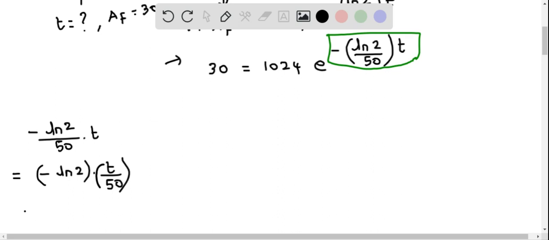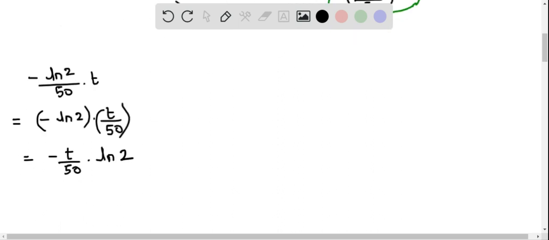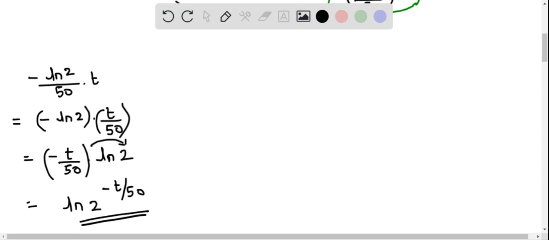And in fact, I can put this in front. Since it is a product, I can rewrite this as negative of t over 50 times natural logarithm of 2. Now, when we use the power property of natural logarithm, we take this number in front of the logarithm to the power of 2. So therefore, this becomes a natural logarithm of 2 raised to the power of negative t over 50. So this is the simplified form which we are going to replace.